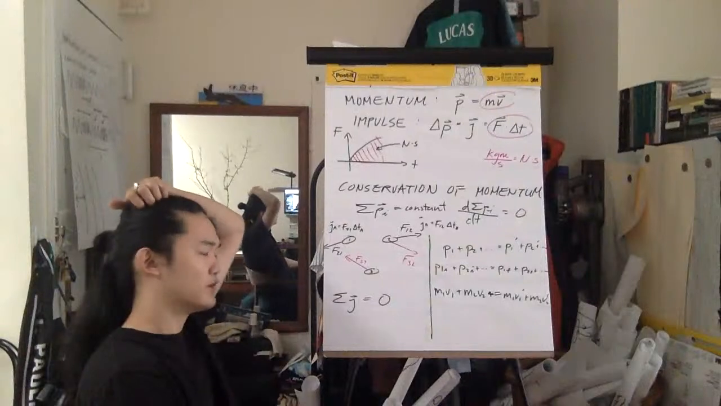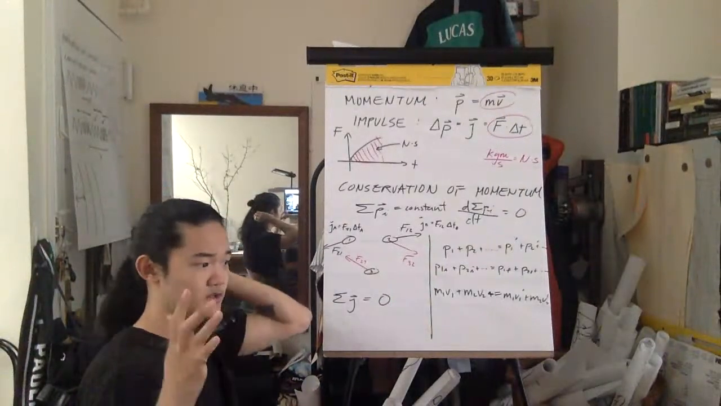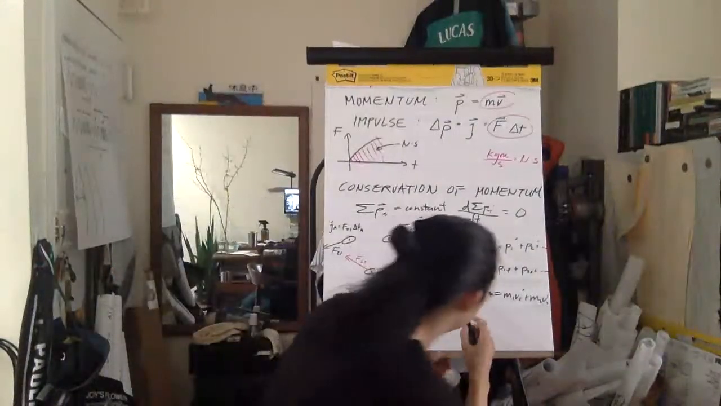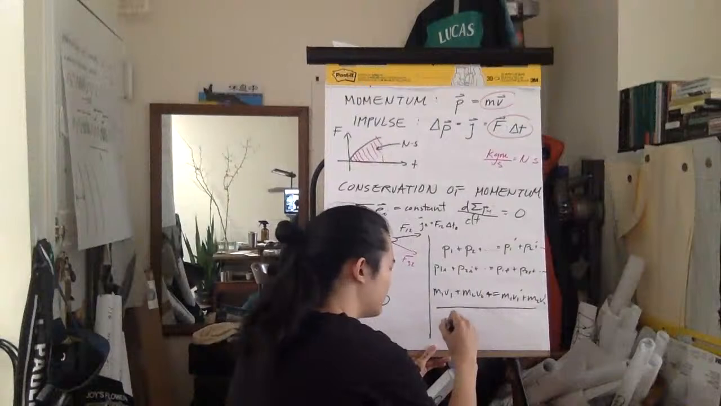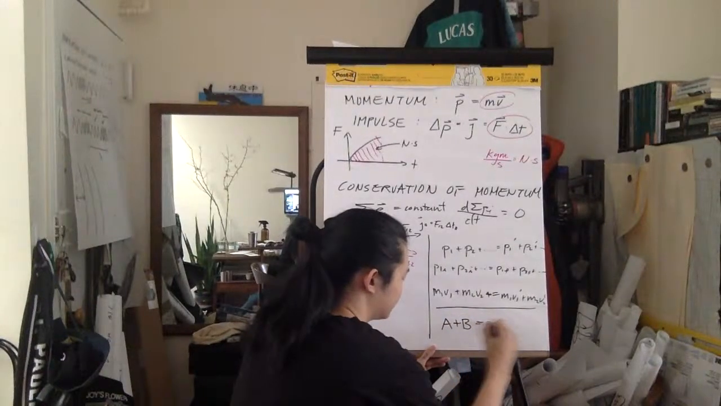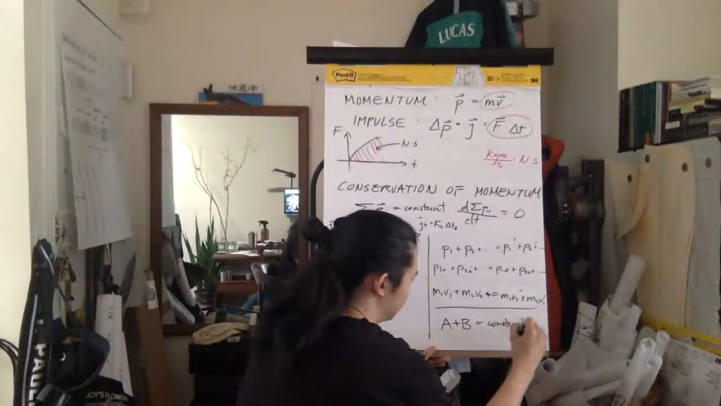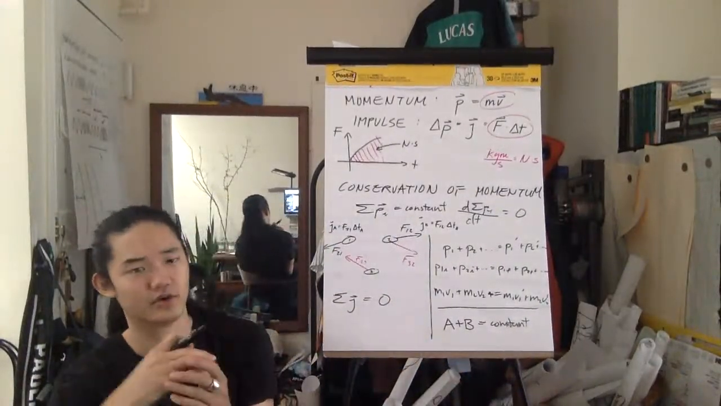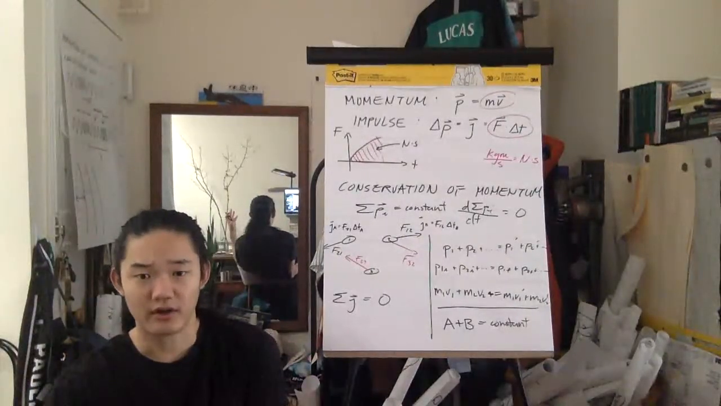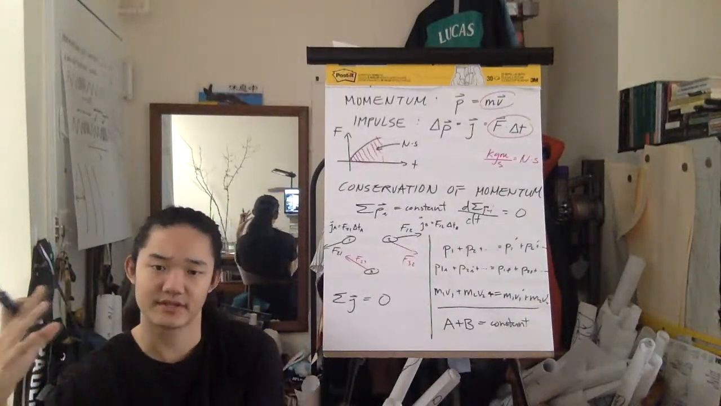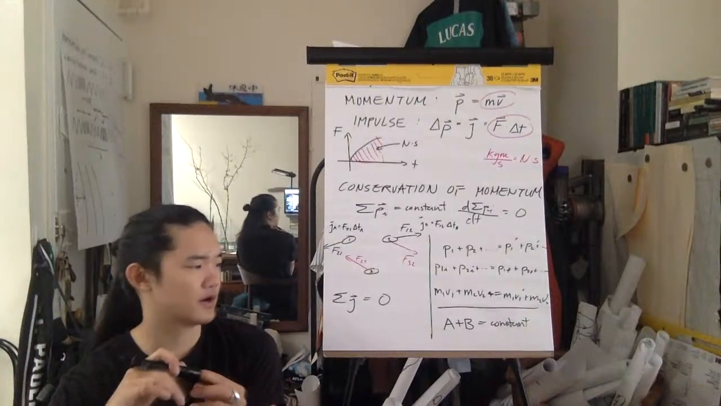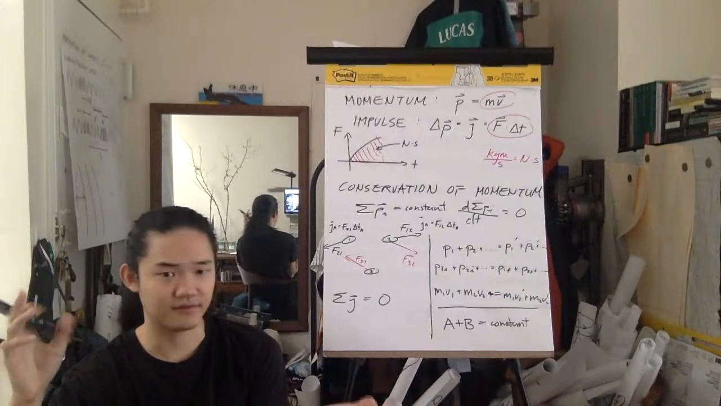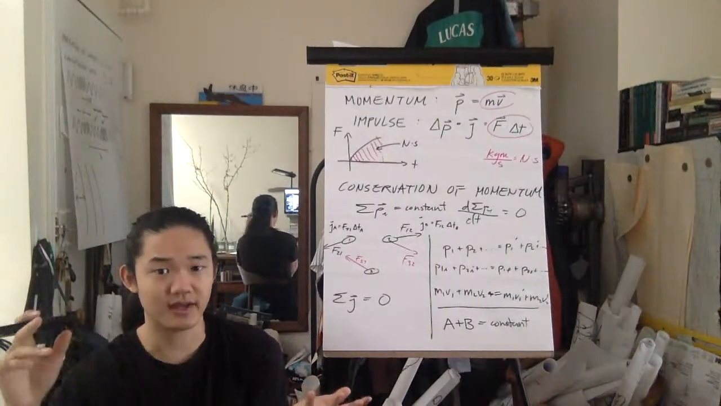Boring. What you really have to look at in any conservation problem, whether it's momentum or energy, are the key conceptual takeaways. If I give you a statement that says A plus B is constant, that tells you so much information. For example, when A is big, B is small, because the sum is constant. So if you're looking for where A is the smallest and you're not given enough information about A, you'll just look for where B is the biggest.